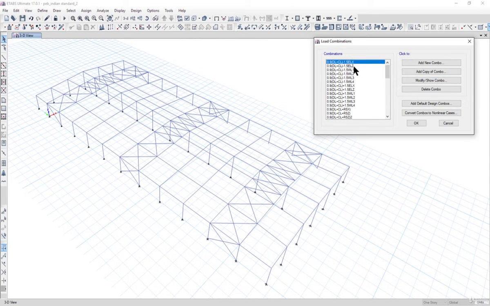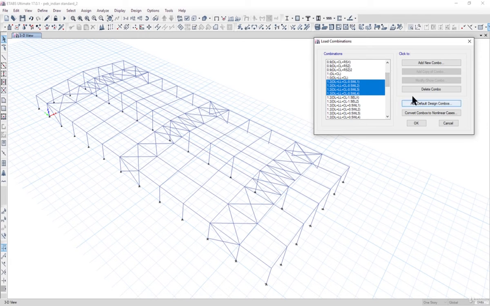First of all, our first case is earthquakes, and 0.9 dead load minus 1.5 wind. 0.9 dead load plus CL plus 1.5 wind is not here, it is here. So we need to delete these load combinations, and similarly here also we need to delete these 4 load combinations.